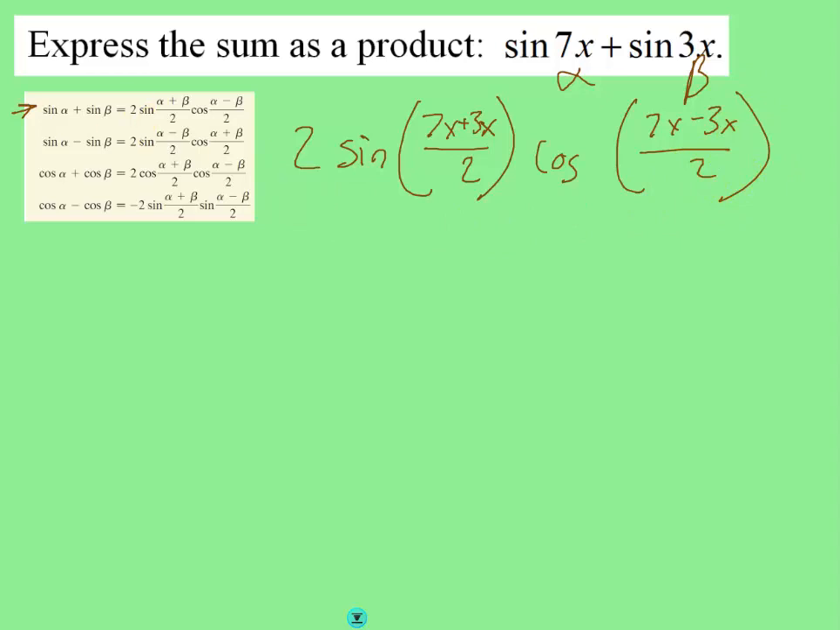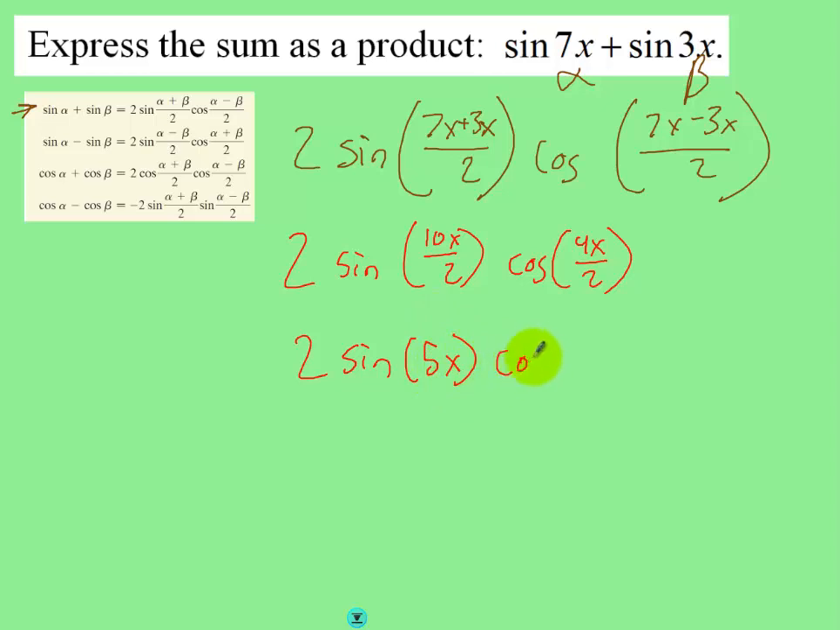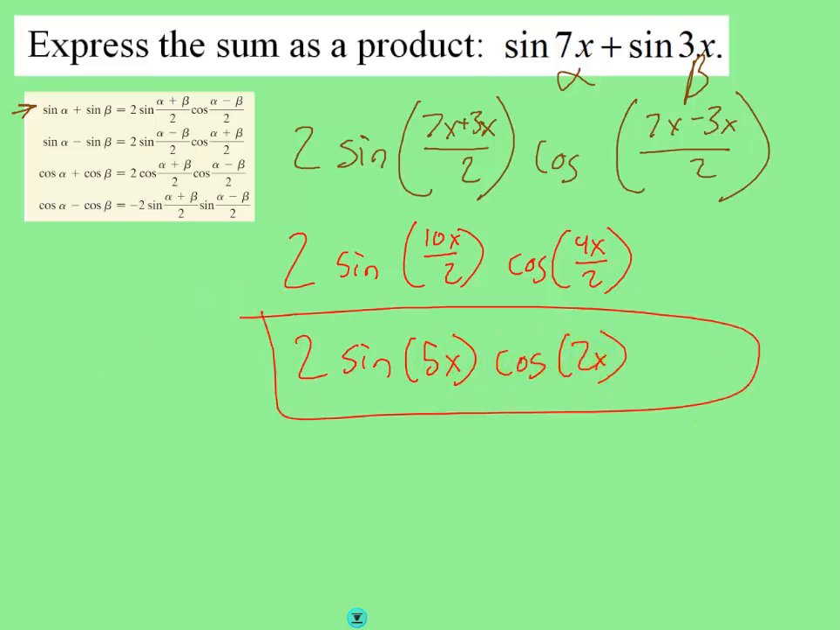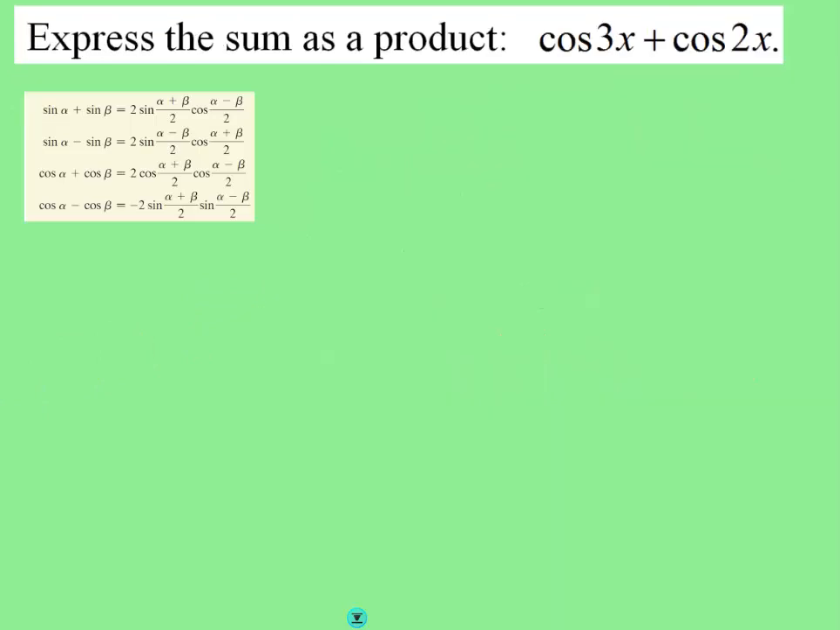So let's simplify some of that. So it's going to be 2 times the sine of 7x plus 3x, so 10x over 2, times cosine of 7 minus 3 over 2, 4x over 2. Simplify that a little bit more, so it'll be 2 times the sine of 10 divided by 2, which is 5x, cosine of 2x. That's it. Sweet. Let's try another one.